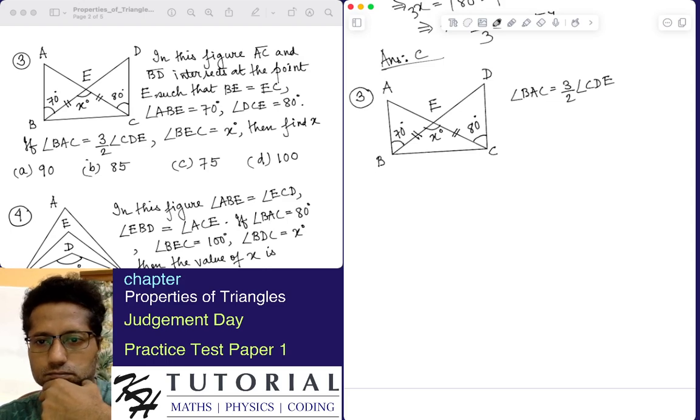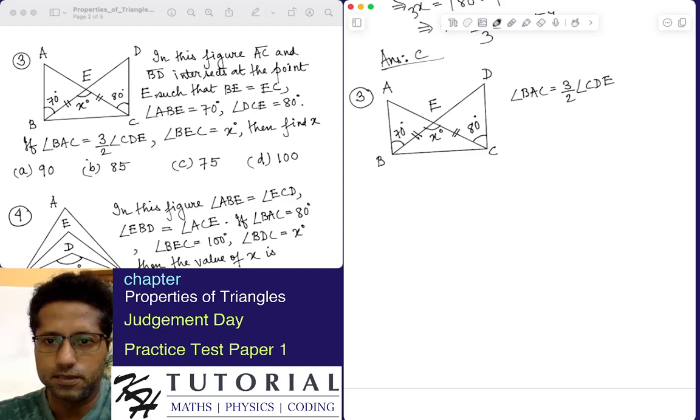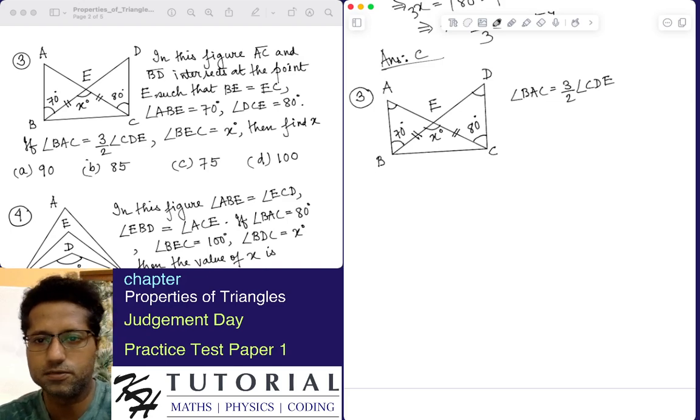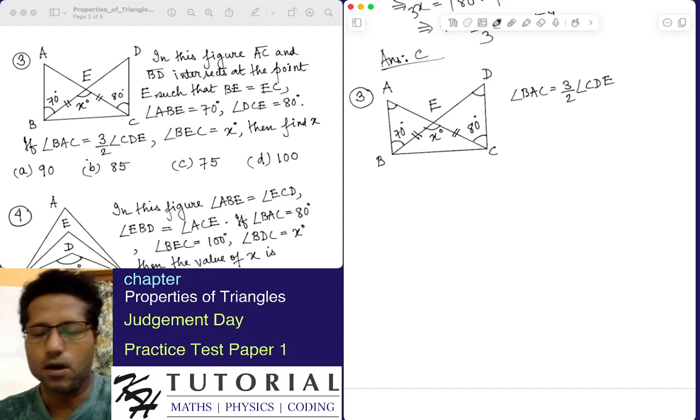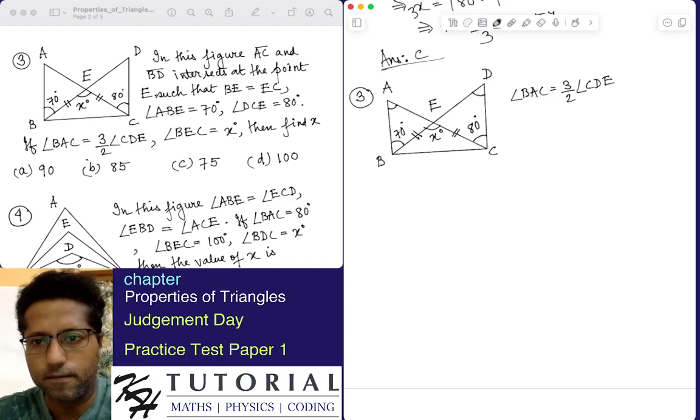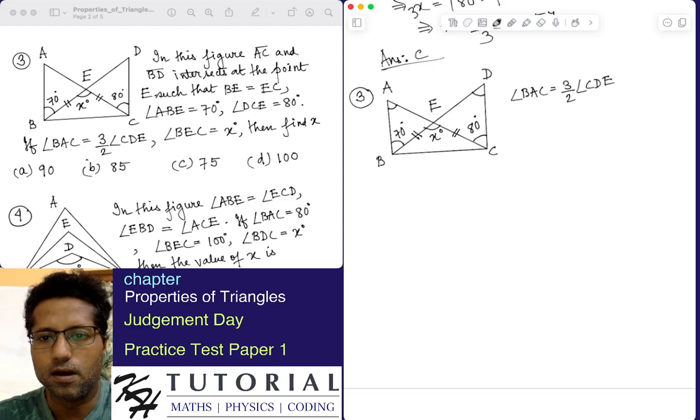Now, angle BAC, BAC is this angle, and CDE. So there is a relation between BAC and CDE. Okay, so how are BAC and 70 related? The exterior angle. We can see that angle BAC and 70 degrees are interior opposite angles to the exterior angle x.